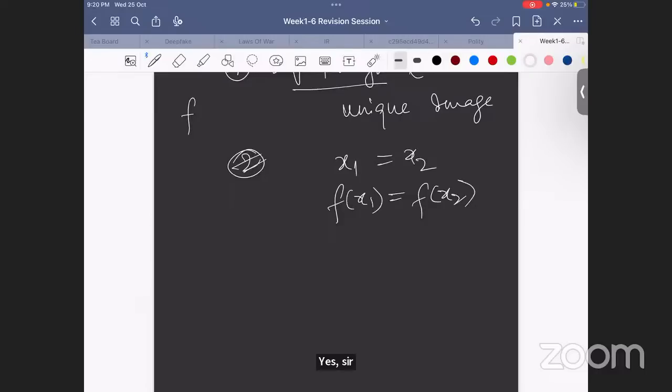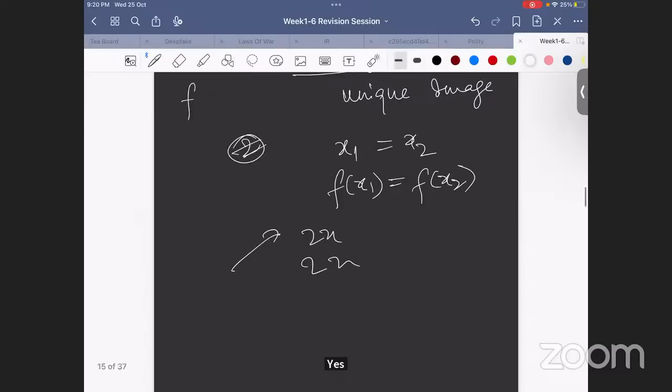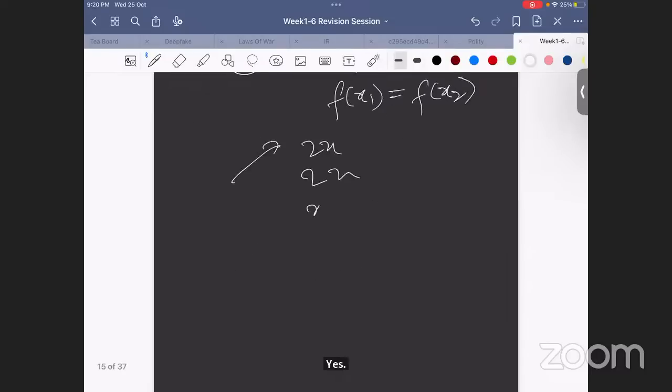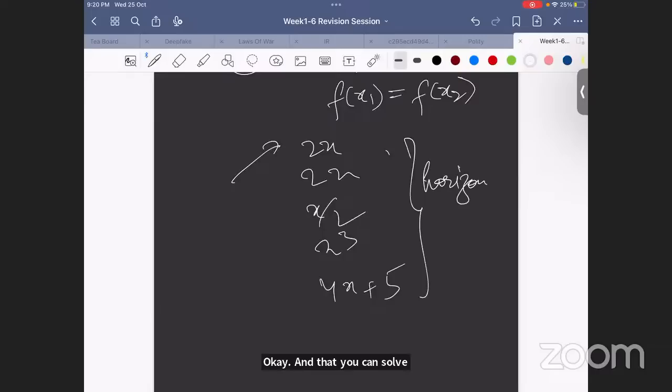And I told you some examples also: 2x, x by 2, x cube, 4x plus 5. Any straight line that you are drawing, this type of problem, you can solve with the horizontal line test.